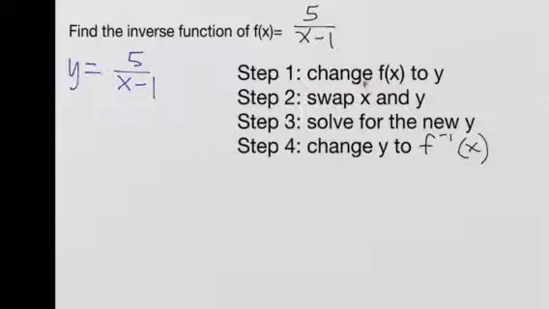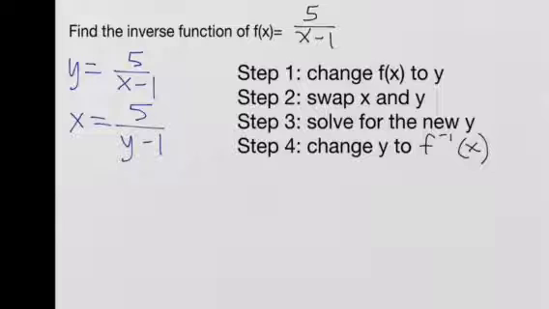Step number 2 tells us to swap our x and y values. So we'll now change our y to an x and we'll change our x to a y. Now step 3 says solve for our new y. So the y that we have here is not the original y that we started with. We swapped our x and y places. So what we're going to do is multiply both sides by y minus 1 so that we can cancel the fraction and begin to solve for our new y.